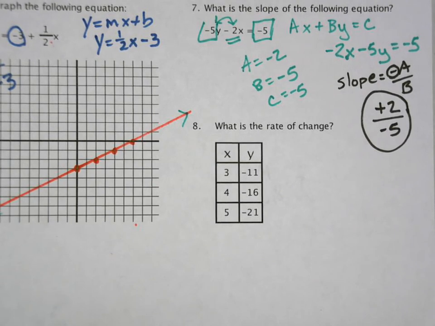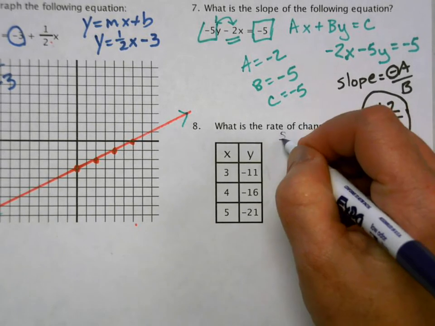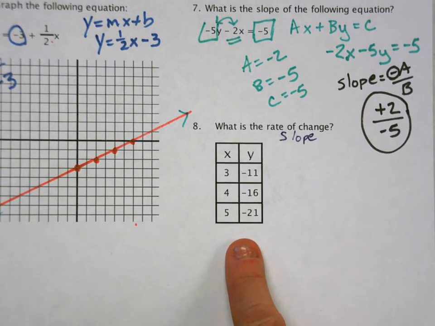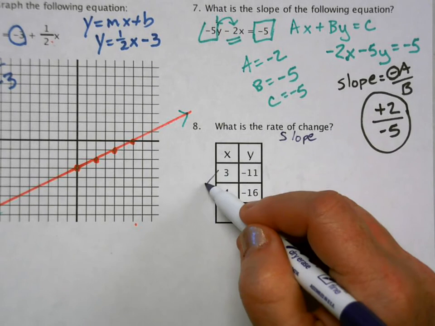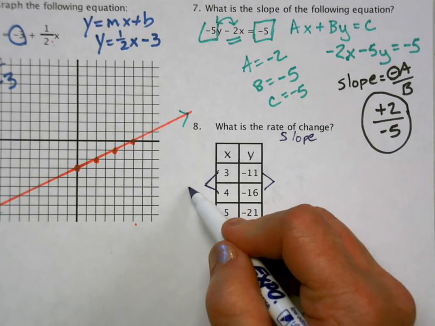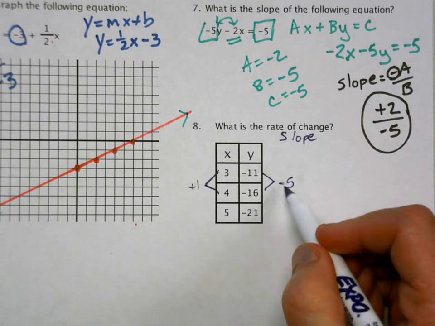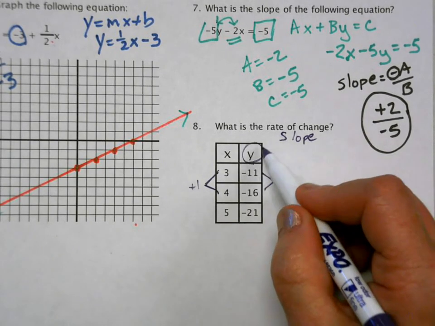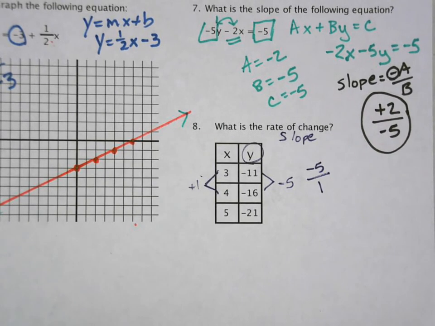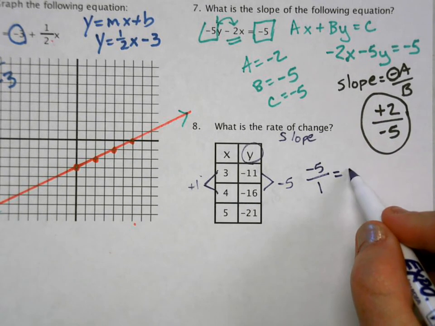And then what is the last one asking us? The rate of change of the table. The rate of change is just another way to ask for slope. Let's see. What am I going to do from 3 to 4? Plus 1. From -11 to -16? So it's my change in y's over my change in x. I've got to put my y difference on top, so -5 over 1, which reduces to -5.